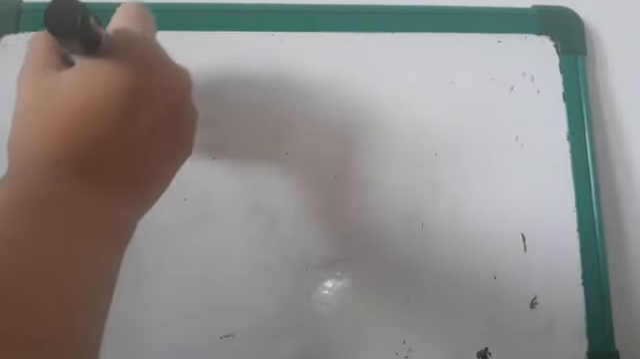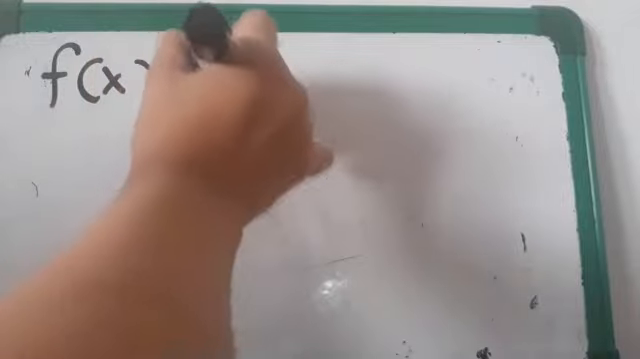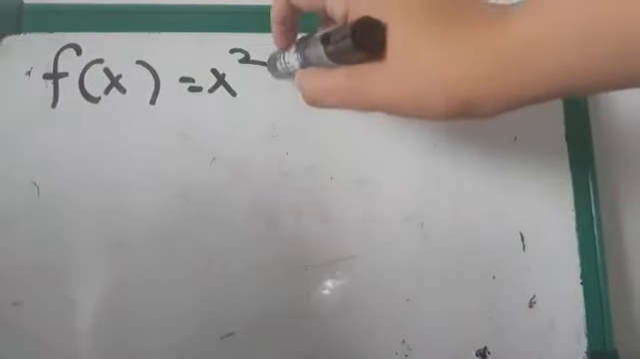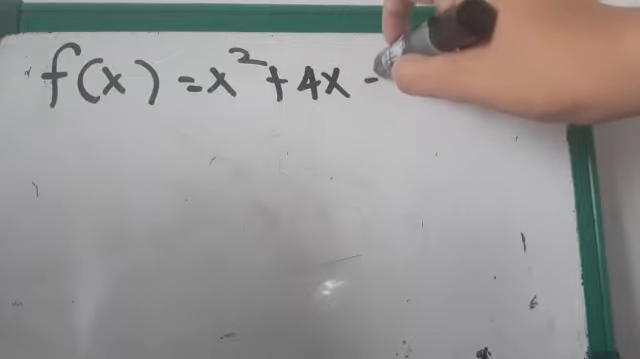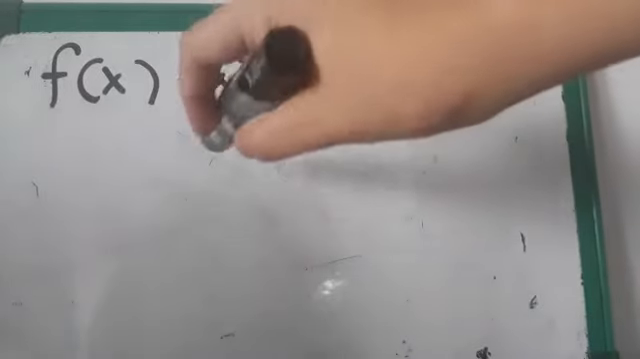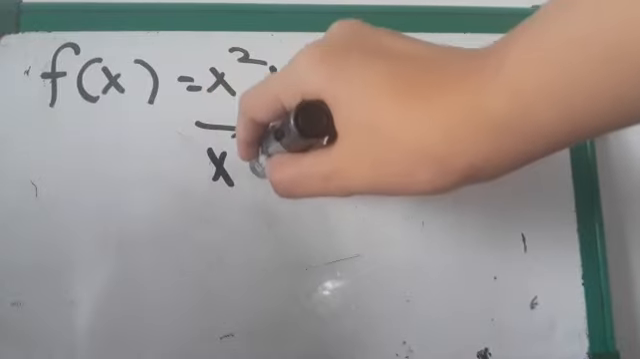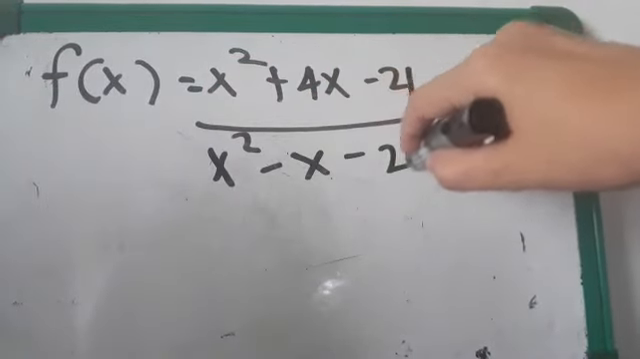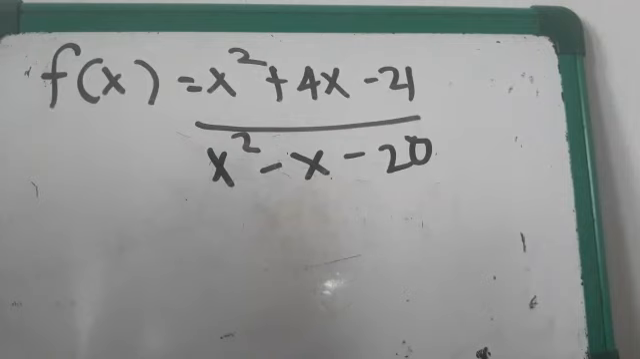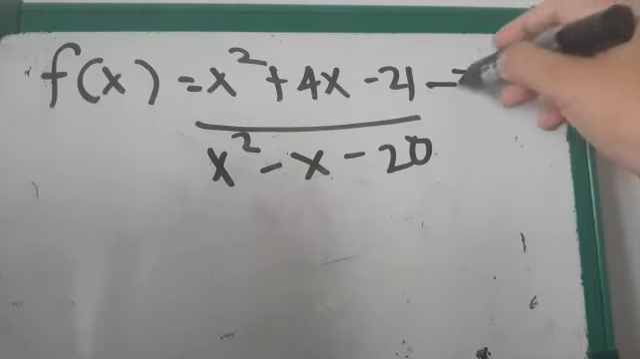Number 16. What are the x-intercepts of the graph f of x equals x squared plus 4x minus 21 over x squared minus x minus 20? Okay. So, dito, ang kukuhain natin is yung x-intercept. At usually, ang x-intercept, yung sa numerator lang ang kukunin natin.